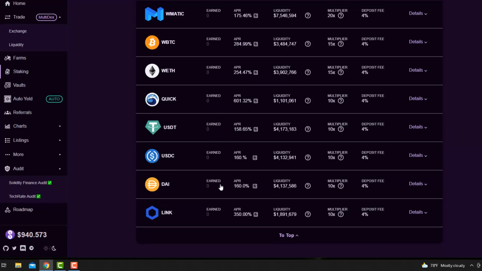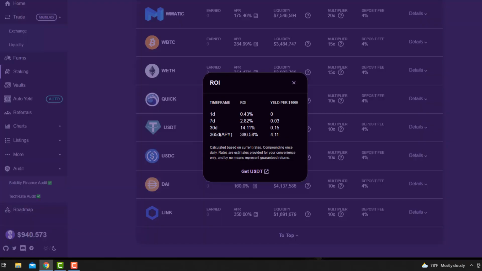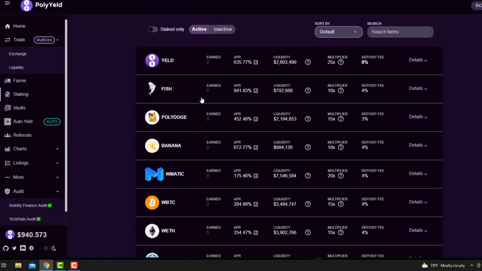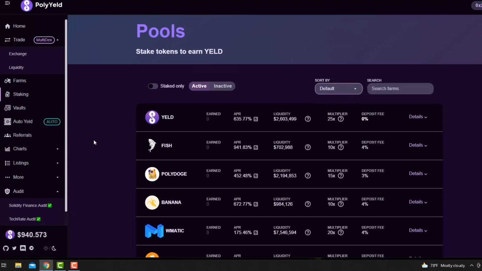And then obviously these ones here, these USDT, it's 0.43%. You're not going to start making money until your 11th day. So there's some options there with both high risk and more conservative.